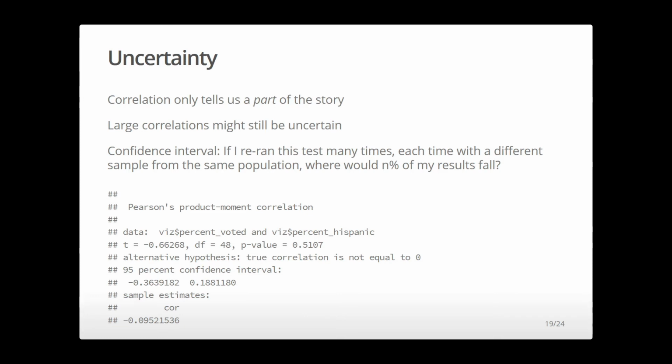We can see that they'd fall anywhere between -0.36 and 0.18. That gives us some indication that our correlation coefficient isn't very certain, since it might have been negative under different circumstances, and it might have been positive under different circumstances, or it might have been 0.